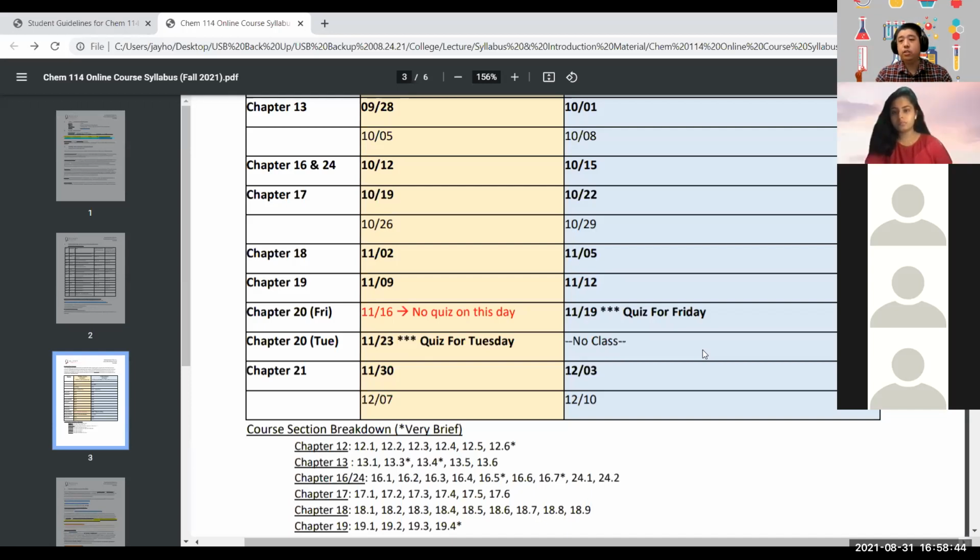I did not say how many questions there were because it's different depending on the chapter. So there may be some chapters where I give you two multiple choice and one long calculation problem. Some may be four or five long calculation problems. It varies depending on the chapter.